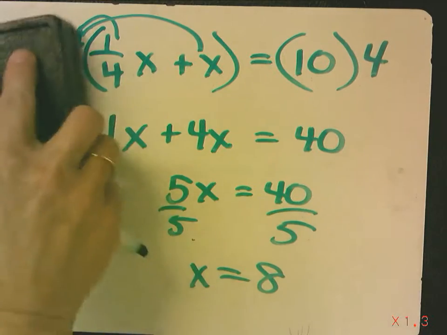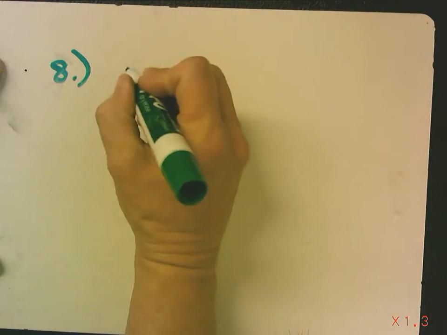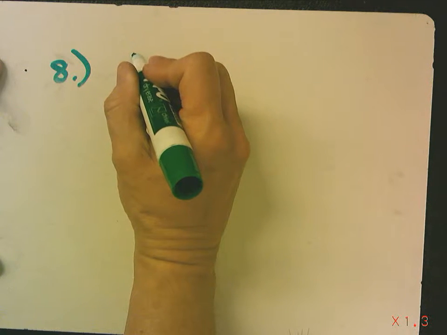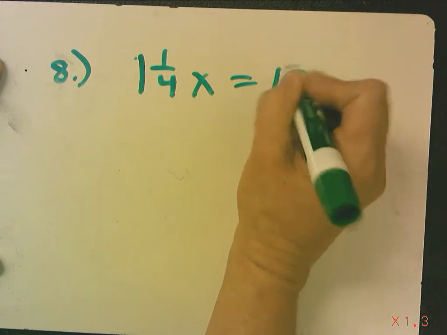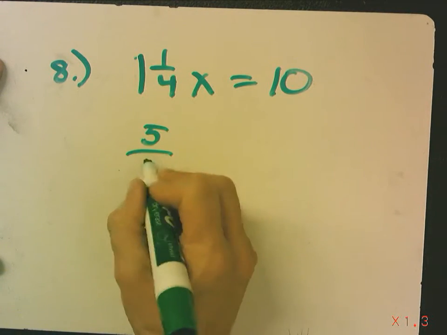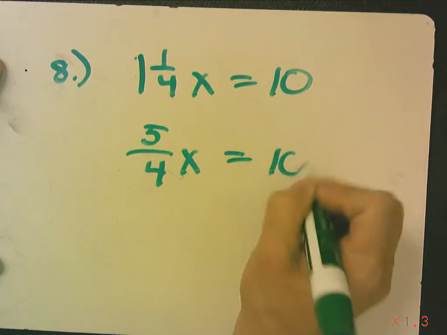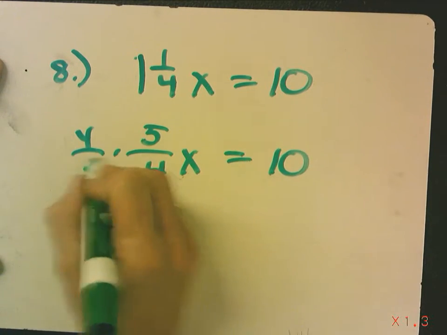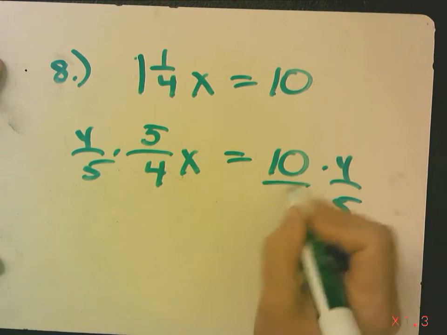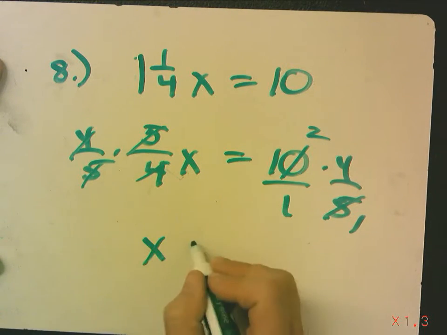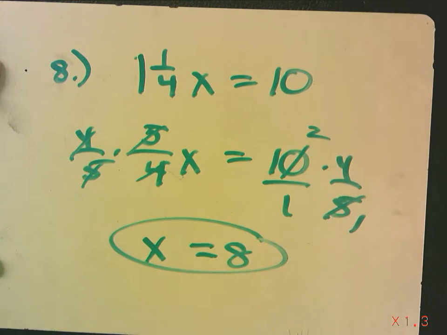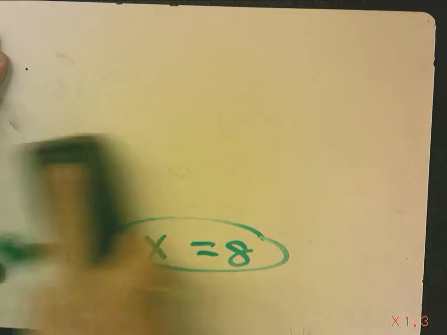Now, there is another way of doing this one, which I will demonstrate. I could combine my 1/4 x and my x and make it 1 1/4 x equals 10. I could then change this to an improper fraction equals 10, and I could then multiply both sides by my reciprocal. This all goes away, and I get x equals 8. I get the same answer. So that's an alternate way, though I will say most of you are not comfortable doing it this way.